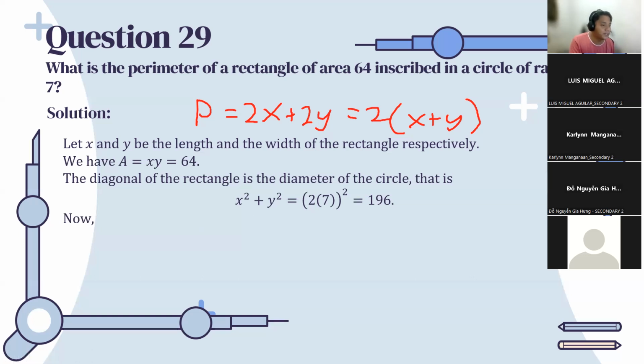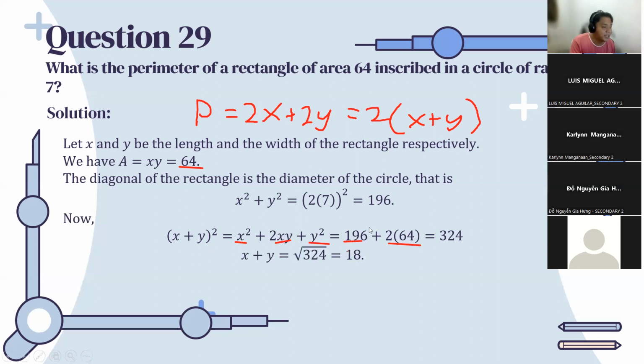Now, here we have x squared and y squared. So we need to introduce x plus y in order to get the perimeter. So how do we do that? Of course, we have to use (x plus y) quantity squared is equal to x squared plus 2xy plus y squared. So this contains the x squared and y squared, and of course the area xy. So that will be x squared plus y squared, which is 196, plus 2 times the area, which is 64, which will give us 324. Now getting the square root, because of course we need x plus y. So x plus y is equal to the square root of 324, which is equal to 18.